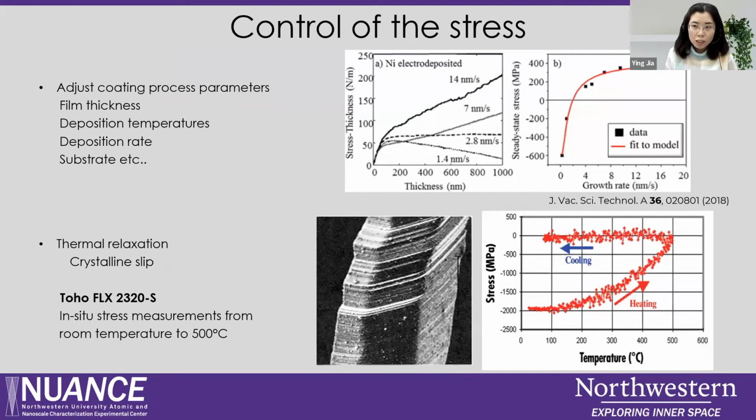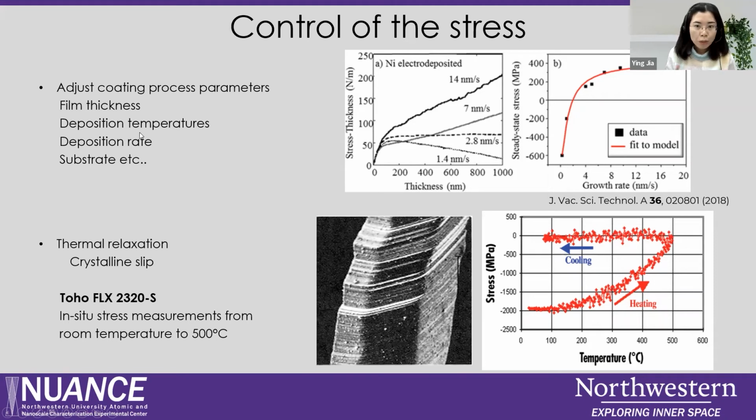Okay, so the last thing: now that you know how stress comes about and how to measure it, the next thing is how you control it. Control means you control the film deposition. There are a lot of parameters during the film deposition, and many can be controlled, for example the film thickness, deposition temperature, deposition rate, and also the choice of substrate.